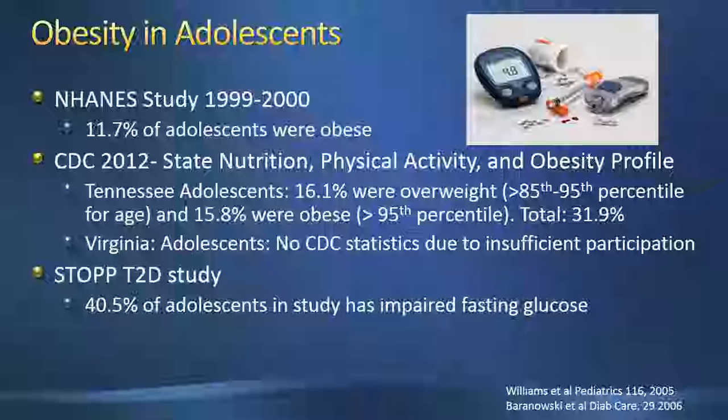And in one study called the Stop with 2 Ps type 2 diabetes study, they did find that adolescents who are overweight or obese, 40.5% of them had impaired fasting glucose. So kind of concerning.